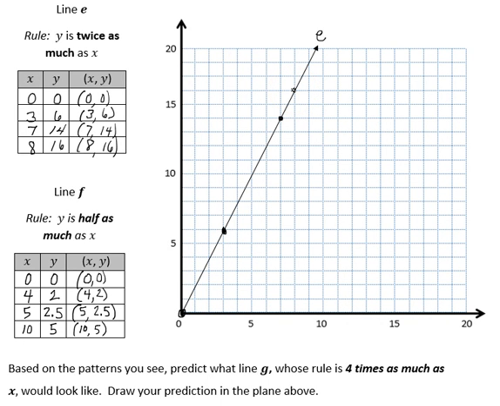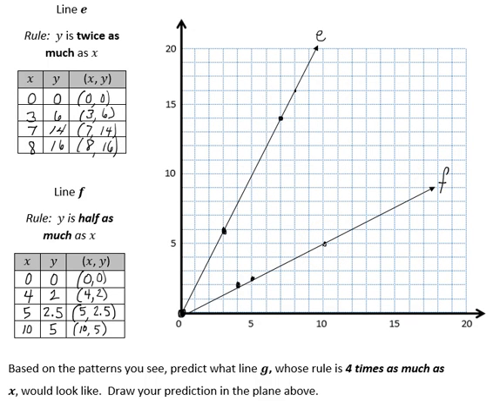Now let's plot these points. So again, we'll start with 0, 0, which is the origin, and then 4, 2. So we'll go over 4, up 2, and then we have 5, 2 and a half. And then we have 10, 5. So over 10, up 5. And now I'll connect those 4 points. So you can see I've connected those points with a line, and we'll call that line F.